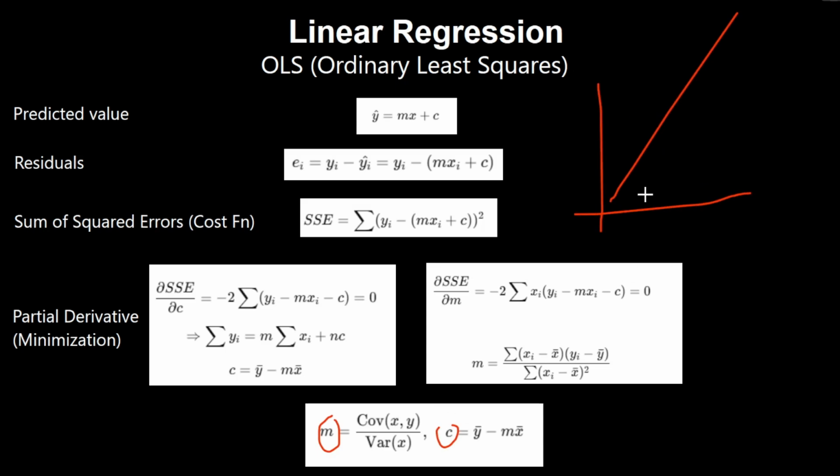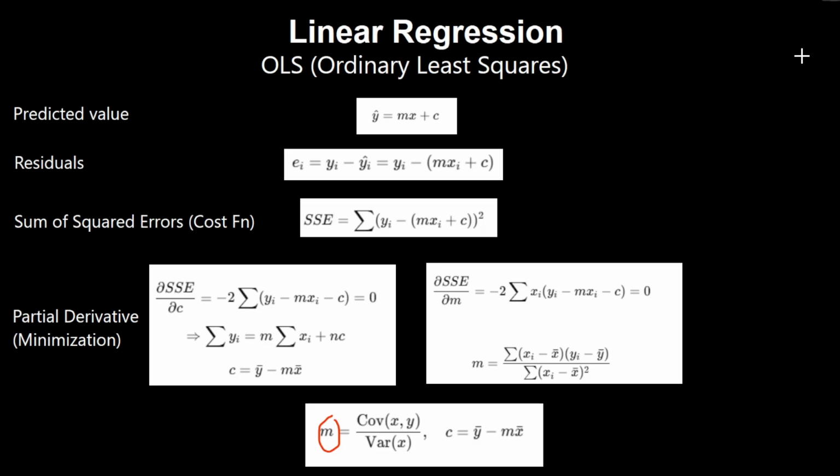So we have to find the values of m and c such that this equation, this cost function, which is the sum of squared error, is minimum. Only if the error is minimum can we find the best fit line of m and c, because if the error is minimum, the line will lie close to the data points. So that's why we need to find this function.